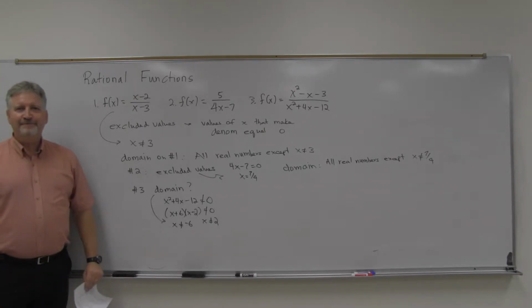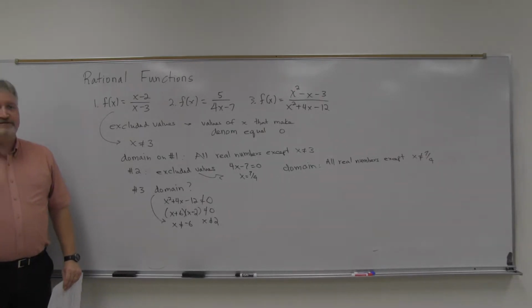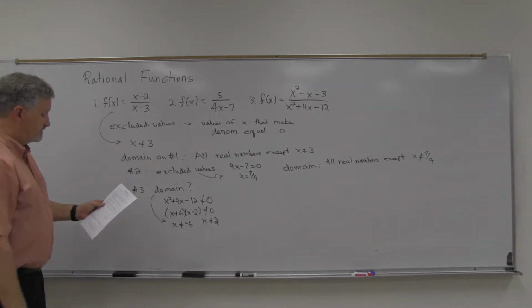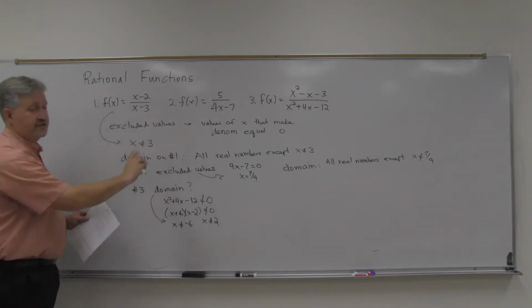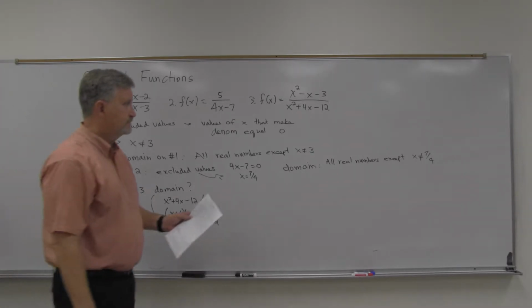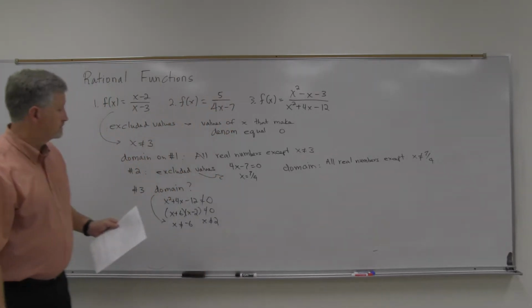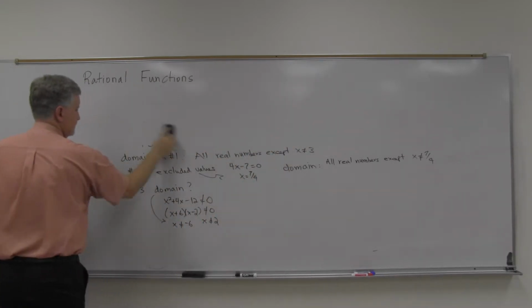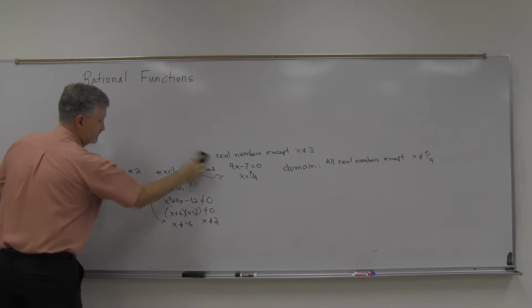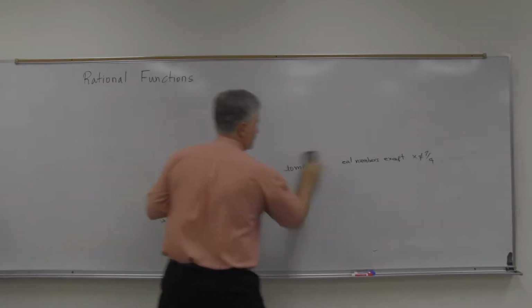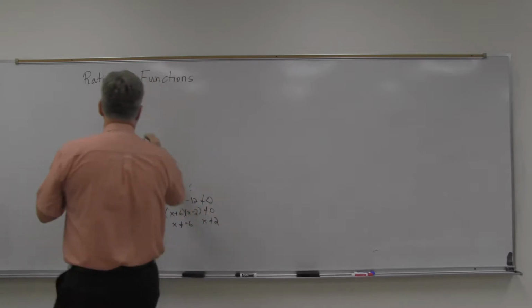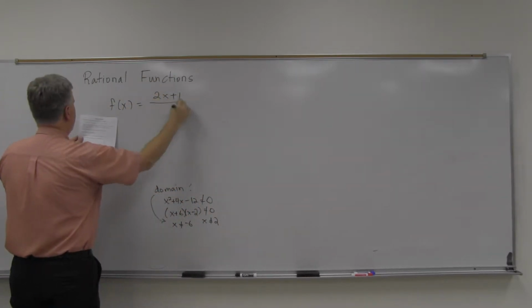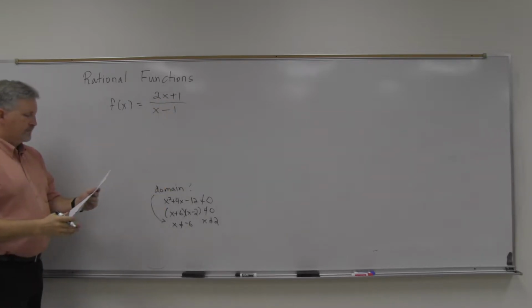All right, well, as you might guess, the graph then gets a little complicated when we try to go graphing these. So let's try. Any questions on that? So the first one we're going to look at is f of x equals 2x plus 1 divided by x minus 1 here on the handout.